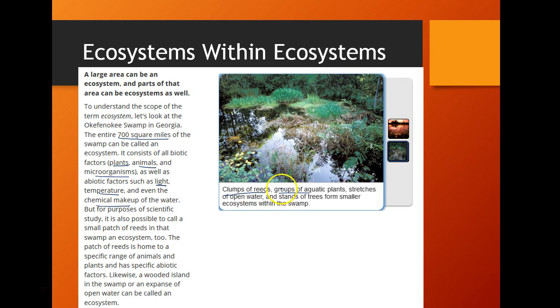So the takeaway from this is that the boundaries of an ecosystem are really fluid. As long as you have abiotic and biotic factors interacting with one another with a community of organisms, we can define that as an ecosystem.